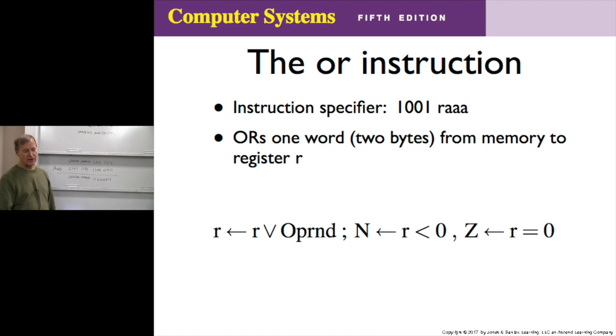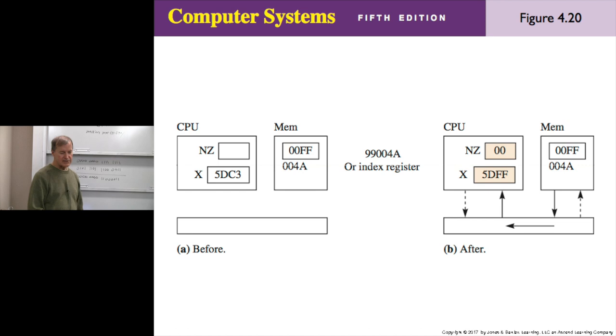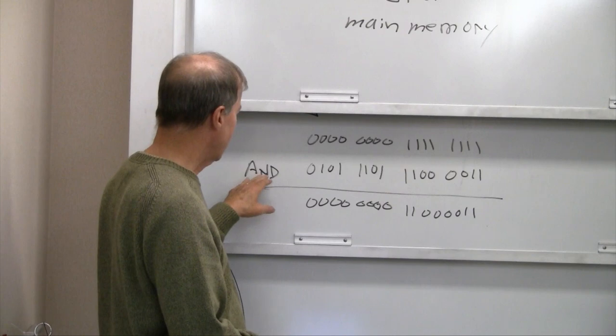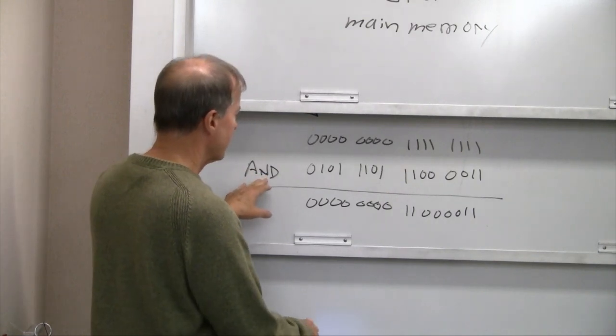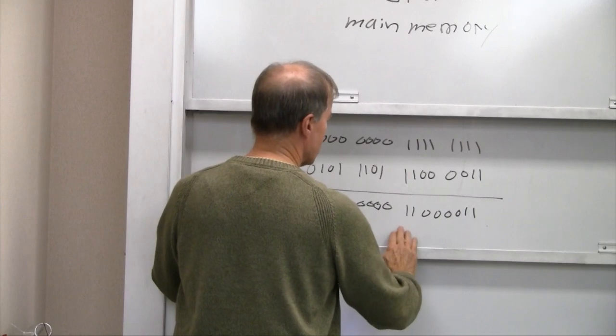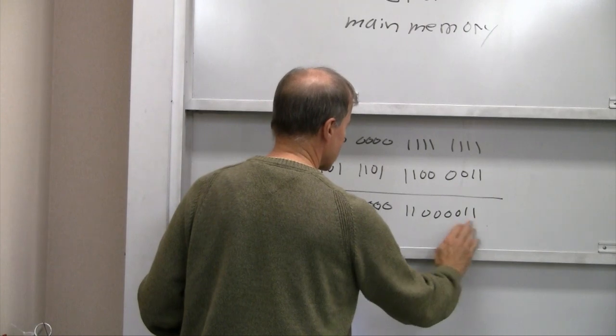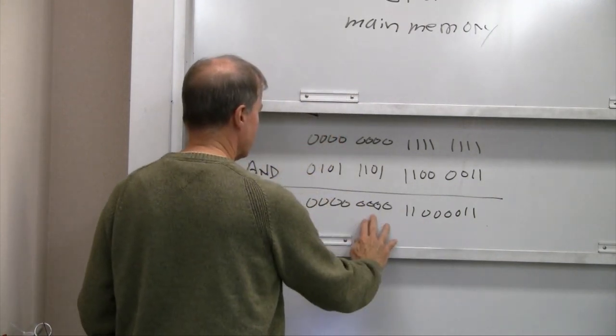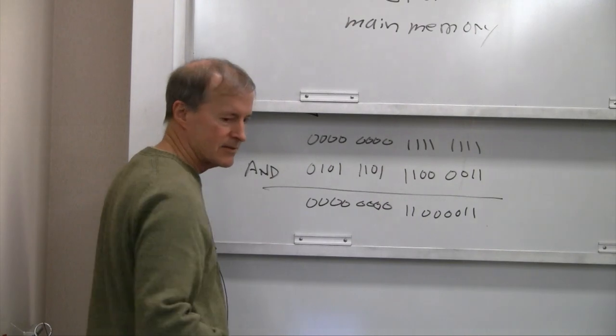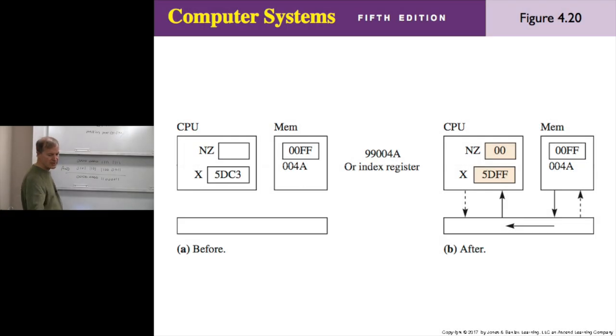Here's the same thing, but with OR. So here we have R gets R OR the operand. And so now it's the same example, 00FF and 5DC3, but this time, if we change this to an OR, what happens? Anywhere there's a 1, there's 1. So this second half would be what? Yeah, these would be all 1, so this would be FF. And this would be what? This would come down, right? So does everybody see? So that's why it's 5DFF. Now, is everybody clear on that?